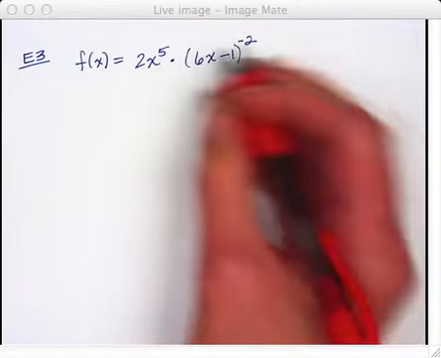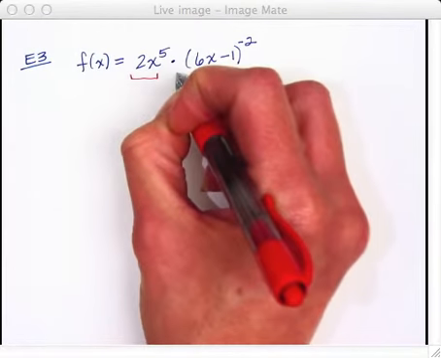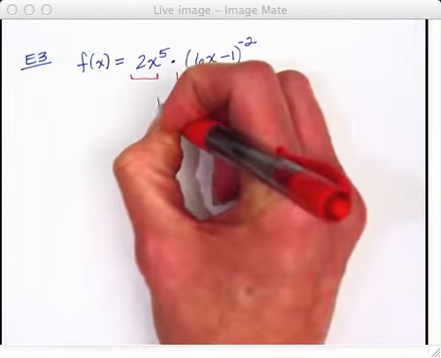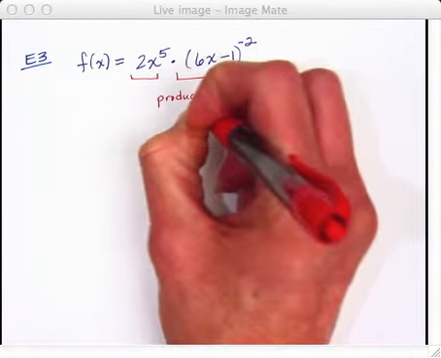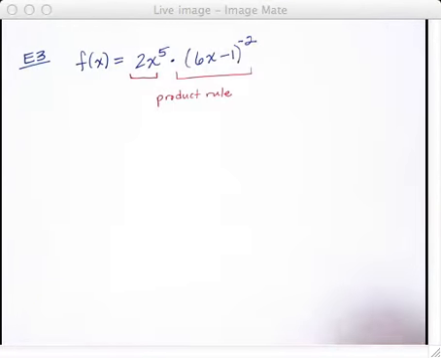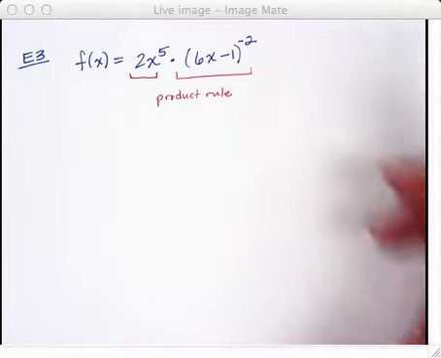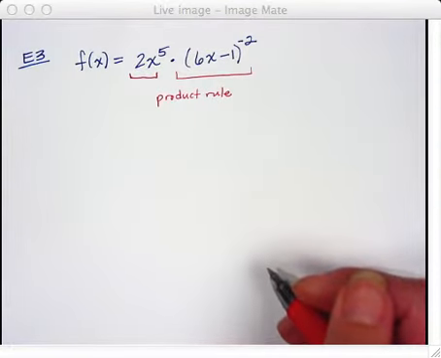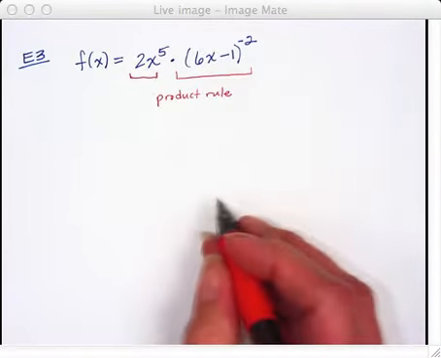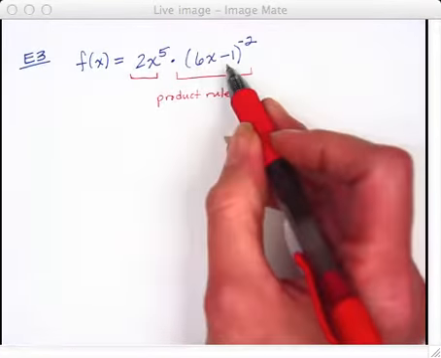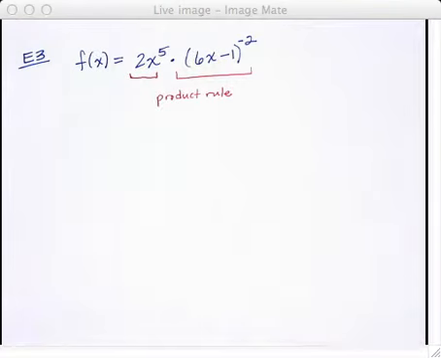Number one, because I have two functions being multiplied together, I have to use the product rule. And this is going to require me to take the derivative of this composite function, which then requires the chain rule. So what I'm going to do first, I'm going to do the chain rule with the 6x minus 1 to the negative 2 over here on the side.